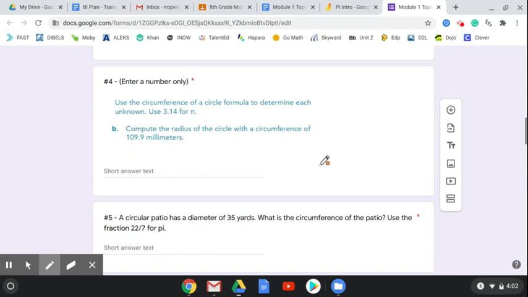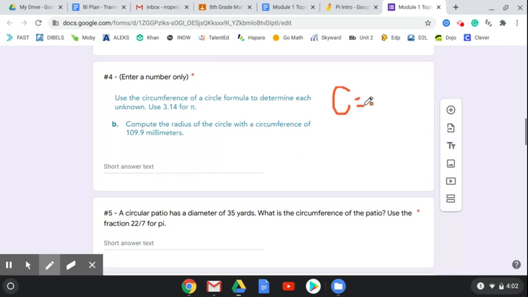Number 4, use the circumference of a circle formula to determine each unknown. So let me use circumference equals pi times diameter. Now let's plug in what I know. Compute the radius. Well, I don't see radius in this formula. But if I figure out what diameter is, couldn't I determine the radius? I could. And so let me show you how to do that.